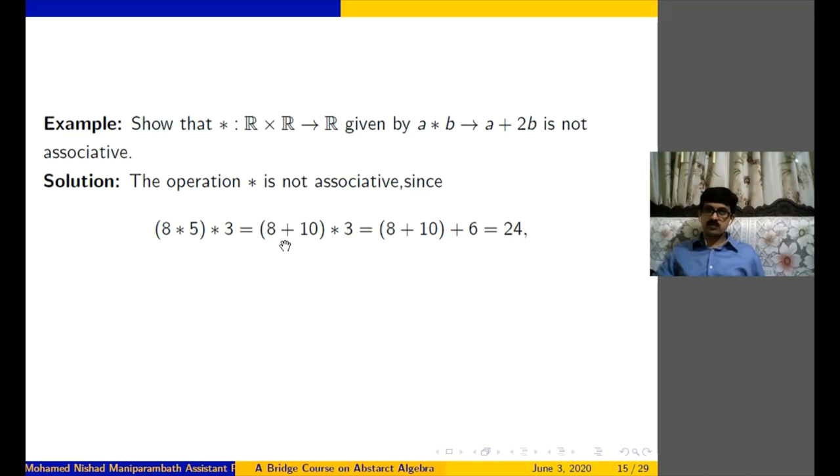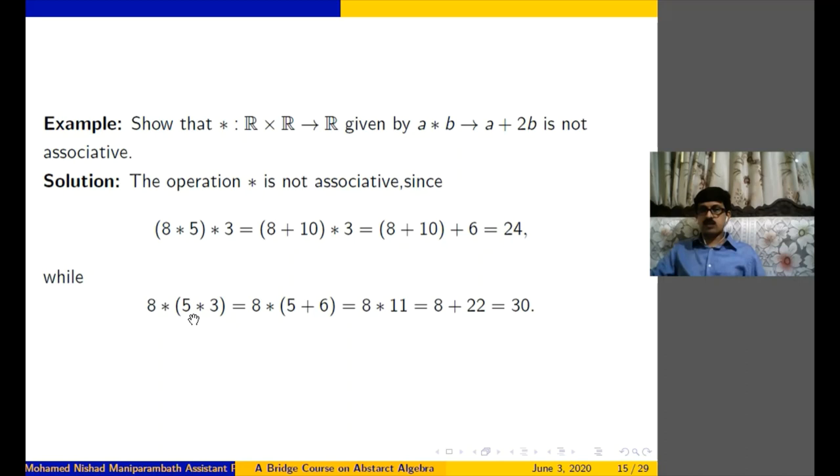Star 3. That means (8 plus 10) star 3. Now, instead of b here, we have 3. Therefore 2b is 2 into 3, 6, and 8 plus 10 is the first value instead of a. So 8 plus 10 plus 6, that is 18 plus 6, which is 24.